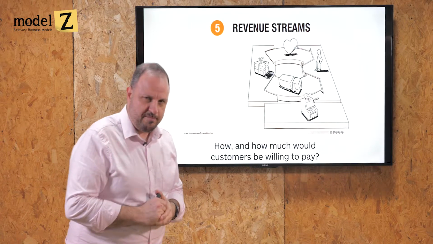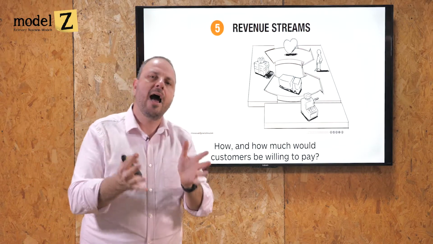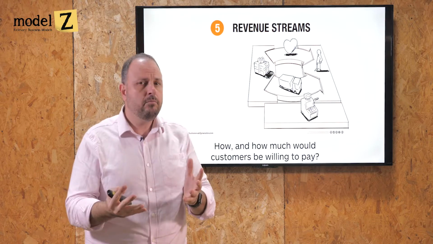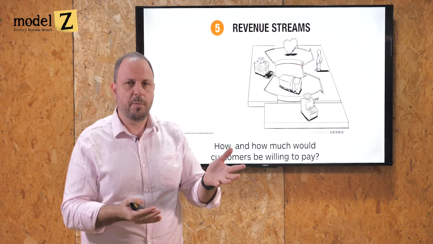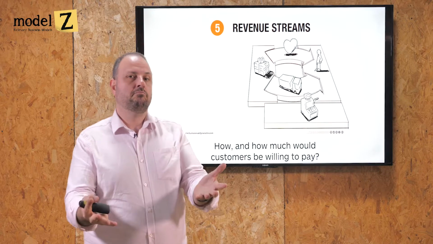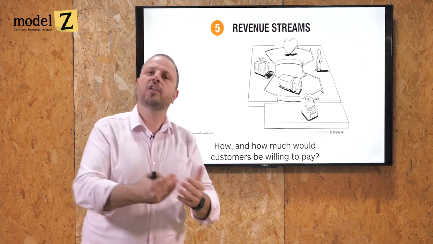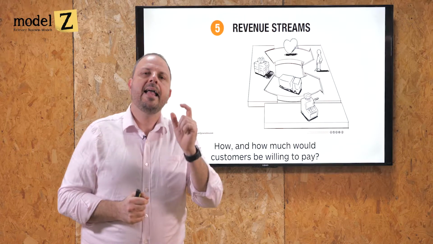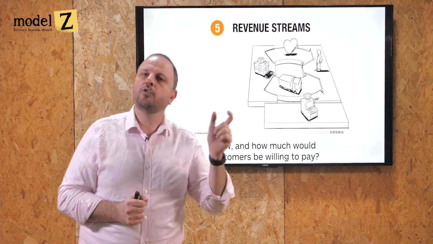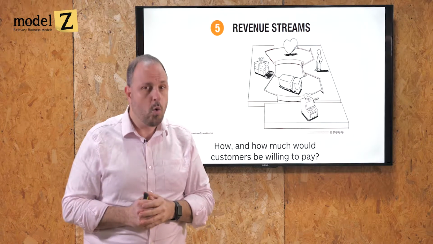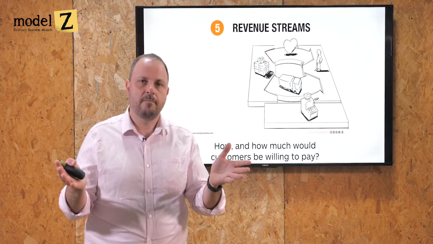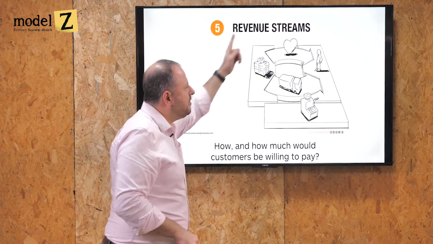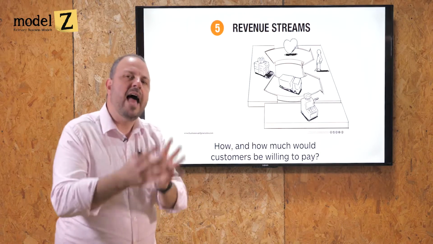So, revenue models. Revenue models is all about how and how much customers would be willing to pay. How? Subscription, performance-based, commission fee. Maybe we're selling products. Maybe we're selling a one-time service. And then there's pricing. Is our pricing relating to the value that we're giving, or is it detached? Good question to think about.